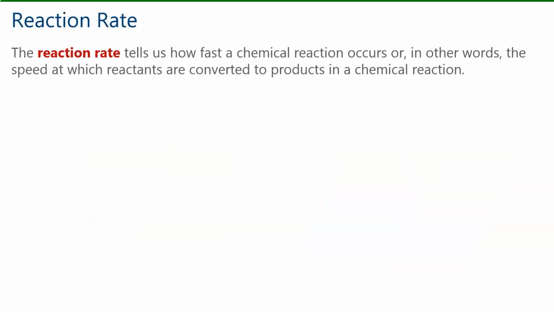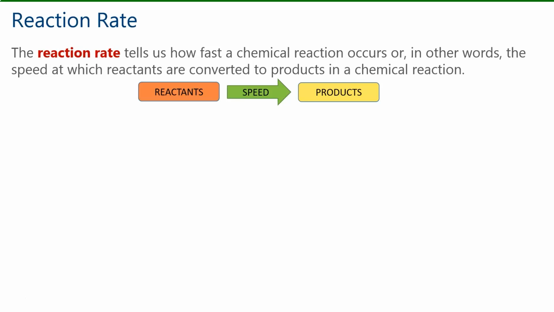Now let's look at reaction rate. The reaction rate tells us how fast a chemical reaction occurs, or, in other words, the speed at which reactants are converted to products in a chemical reaction. So remember, the speed at which reactants are converted to products. Reactants are found on the left side of the arrow, and the products are on the right.